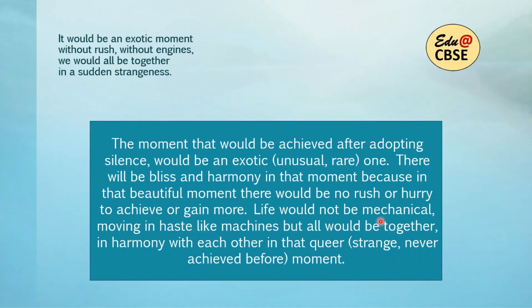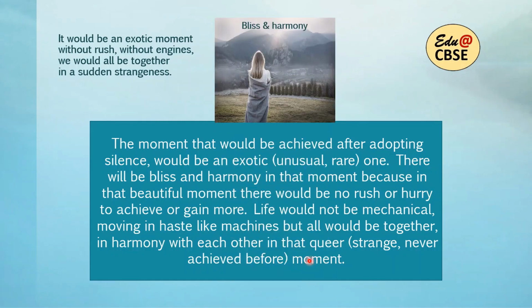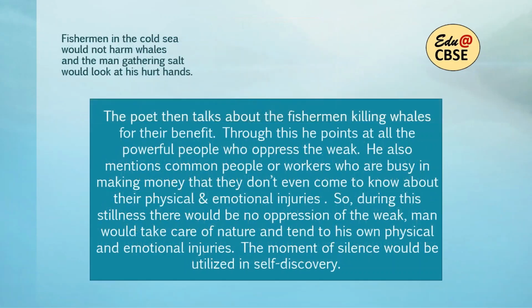Life would not be mechanical. Moving in haste would not be there like machines. So a person will not run around like a machine. But what will happen? All would be together in harmony with each other, and this will be achieved in that one strange, rare and unusual moment. Then he says, so this is a moment of bliss and harmony.